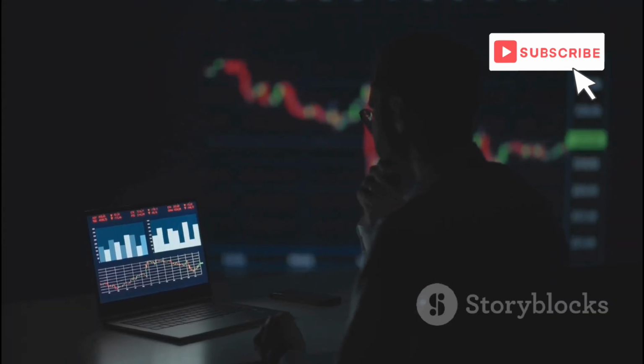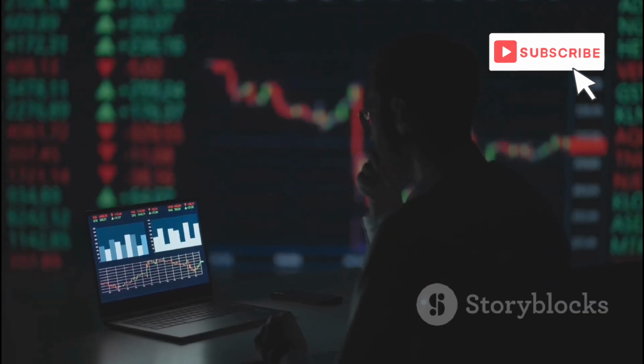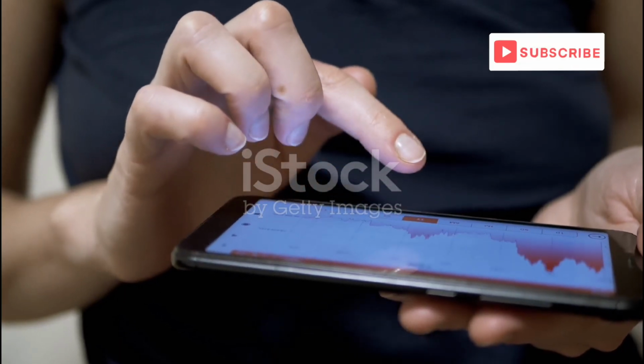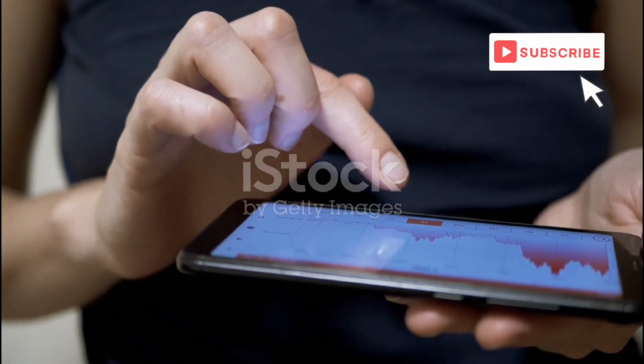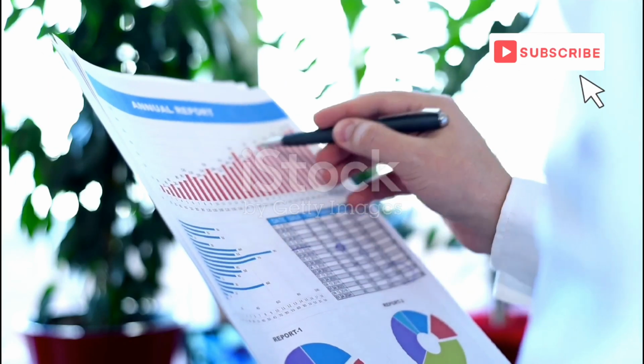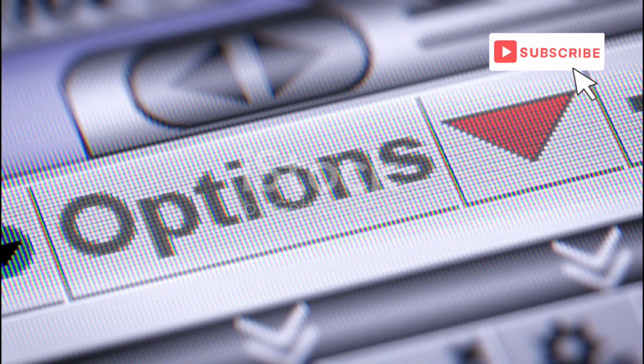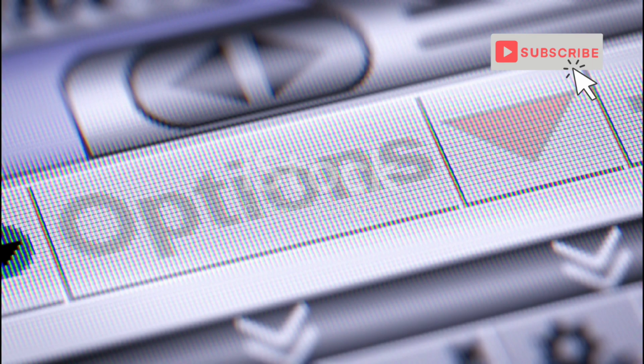Conduct thorough research. Before trading any stock, thoroughly research its fundamentals, recent news, and potential catalysts. Understanding the factors driving price movements can give you an edge in the market. Intraday trading can be rewarding for those who approach it with discipline, knowledge, and a well-defined strategy. Remember to start small, manage your risk, and continuously learn and adapt to the ever-changing market dynamics.